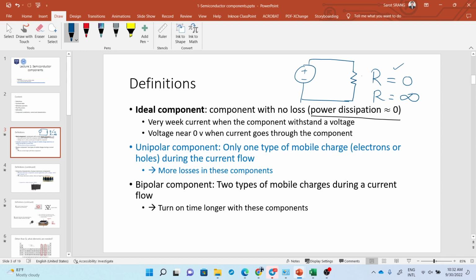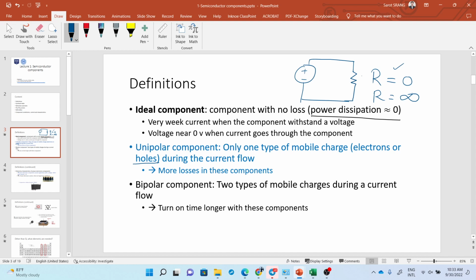The next definition is about unipolar components. Here it states that there is only one type of mobile charge, electrons or holes, during the current flow. You're going to see the meaning of holes later. And for unipolar components, there are more losses of energy.